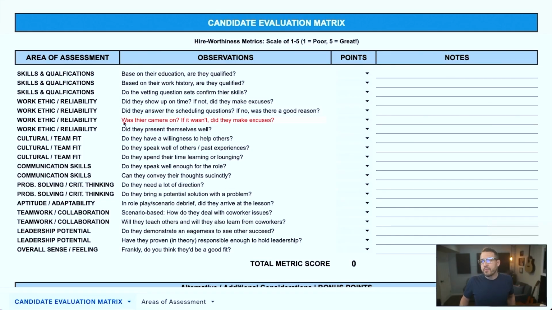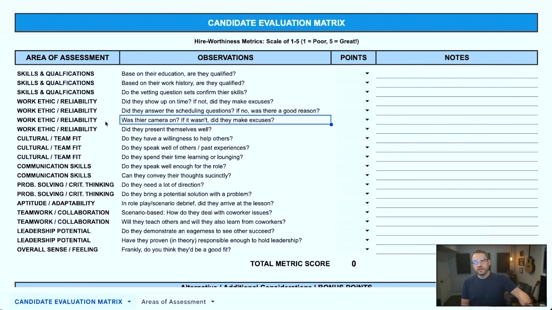And then, if they didn't, did they make an excuse? And part of this, hey, was their camera on? With this line item, as all of these are changeable and adaptable, we just put in here, did they make an excuse for it? Because again, it goes back to the overall sense and feeling. Are they legit? Are they honest with us? And of course, that could in and of itself be an area of assessment, but we kind of put that in the category of the overall sense and feeling.